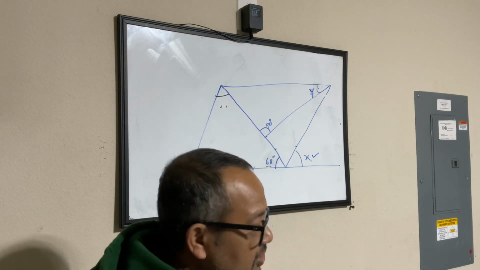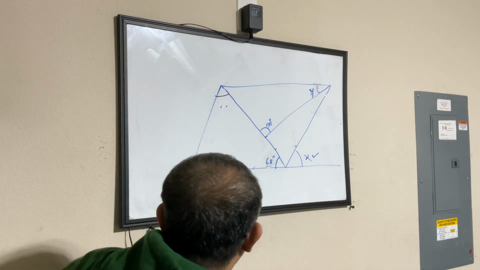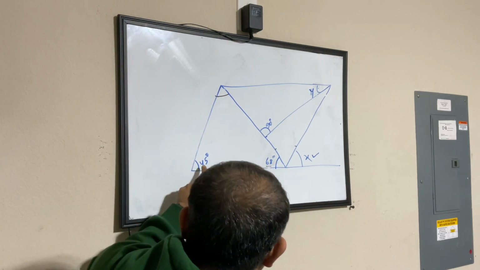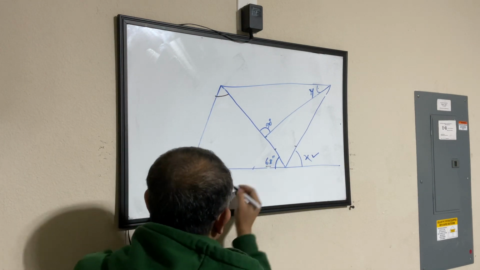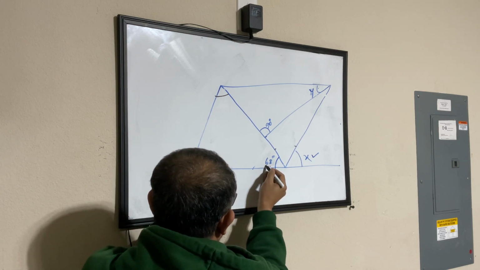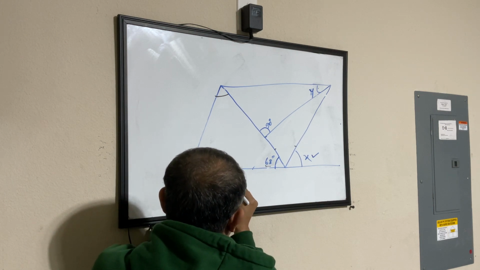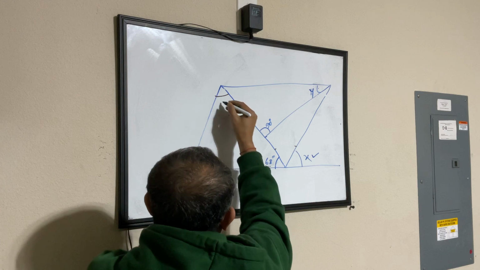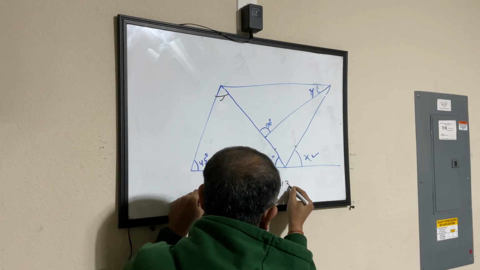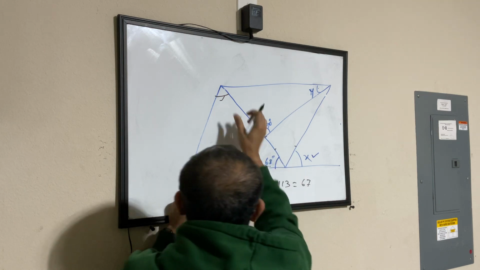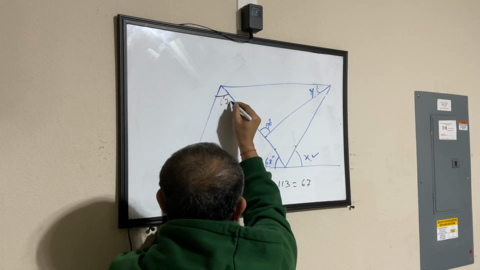So let's go step by step. Now this one is easy to find. I know two of the angles, so this one I can find. This plus this is 40 plus 60... 130. These two together is 130. So this angle will be 180 minus 113, which is 67. Okay, so this angle is found: 67 degrees.